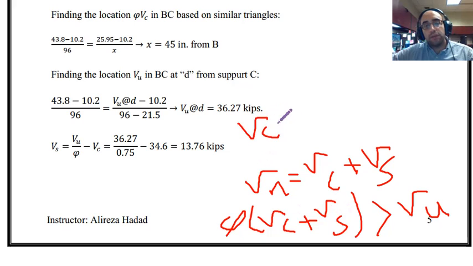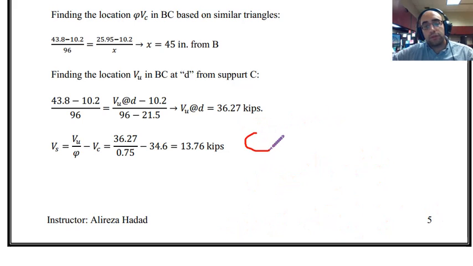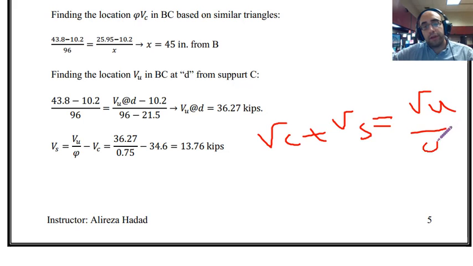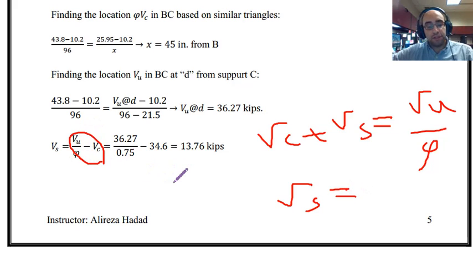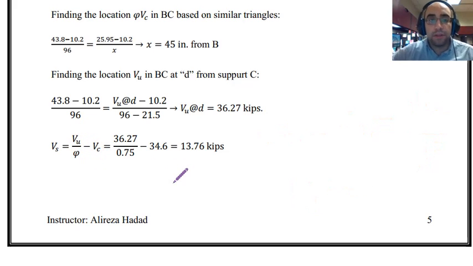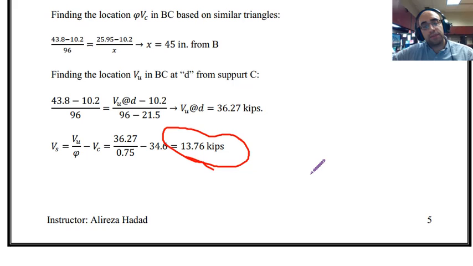So VC plus VS will be VU divided by phi. And based on this, we said VS is equal to VU divided by phi minus VC. The equation that we talked about in the presentation files and we used for designing the stirrups in the example that we had earlier in the presentation. So based on this, VS, the amount of shear that goes to stirrups, is equal to 13.76 kips.